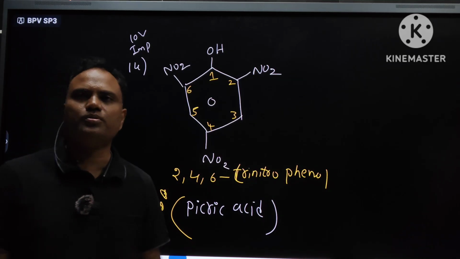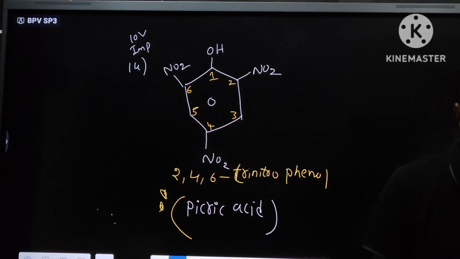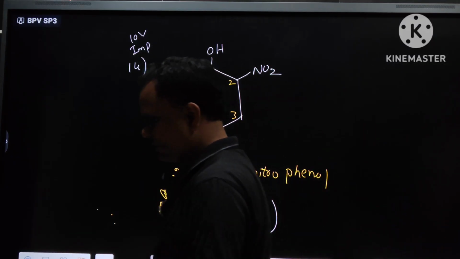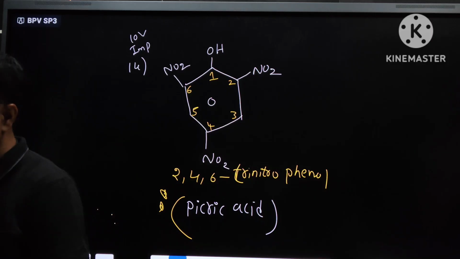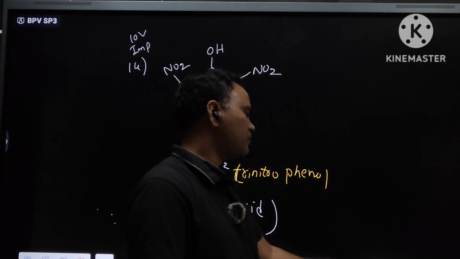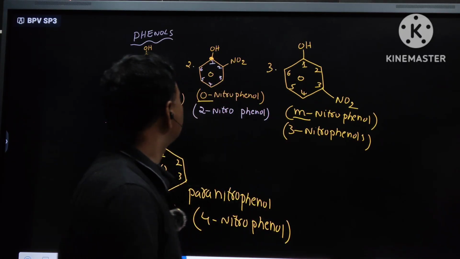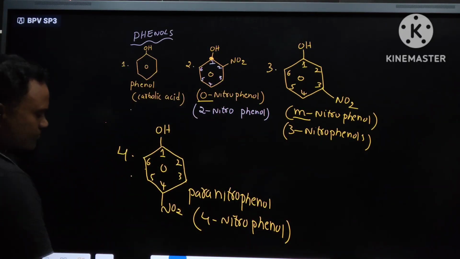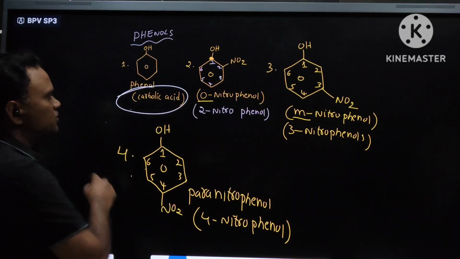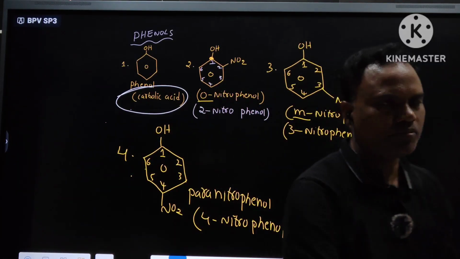So these are some important structures in the phenol chapter. You should do practice. What is phenol's other name? At the beginning I gave phenol's other name. Carbolic acid. Another name for phenol is carbolic acid.